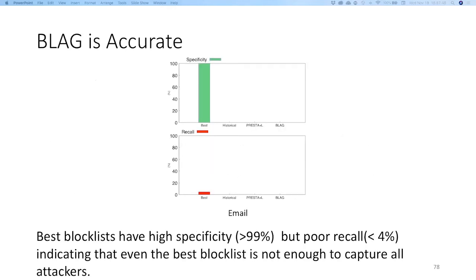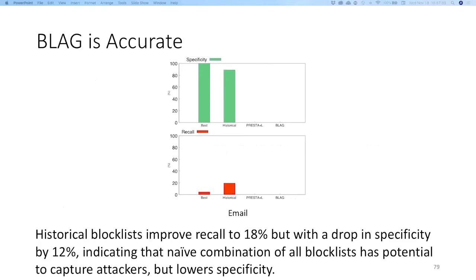We find that the best block lists have very high specificity, that is greater than 99%, but they have very poor recall. That is, a single individual best performing block list is not good enough to capture all the attackers. When we move ahead with the historical block list, that's the combination of all different types of block lists, we find that the recall actually improves to 18%. That is, we are able to detect more attackers. However, we take a hit in the specificity because there are more misclassifications. For the email data set, the specificity drops to about 88%.